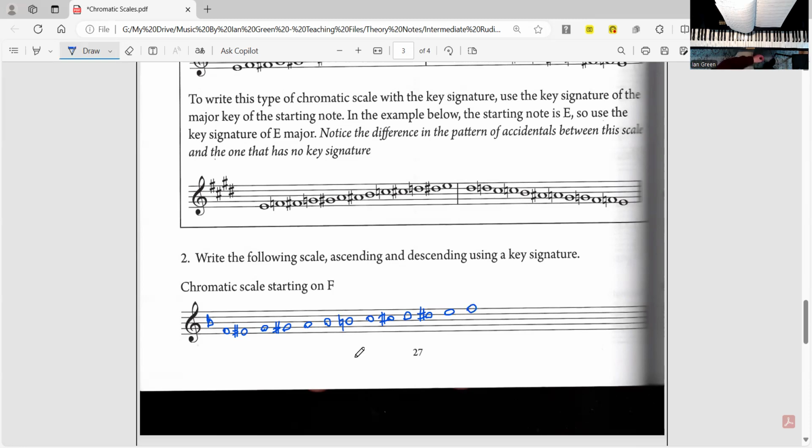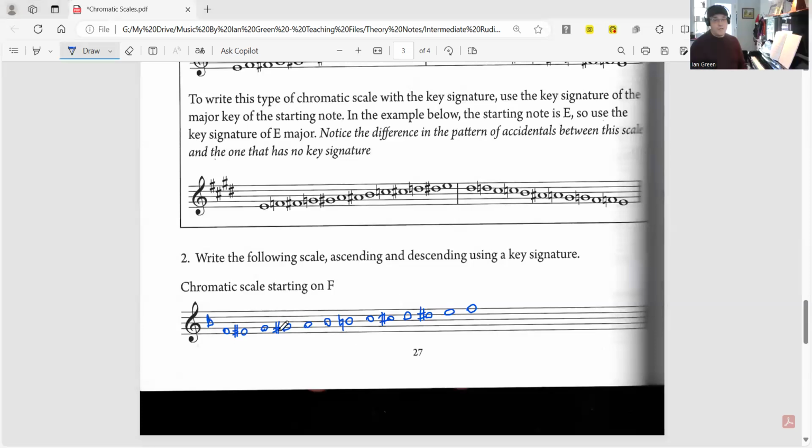So if I were to now play what I have here: F, F sharp, G, G sharp, A, B flat, B natural, C, C sharp, D, D sharp, E, and F. So what I have essentially done is created a scale while thinking about the key signature of the starting note, which is F, putting that scale here, but then writing a chromatic scale using that key signature.